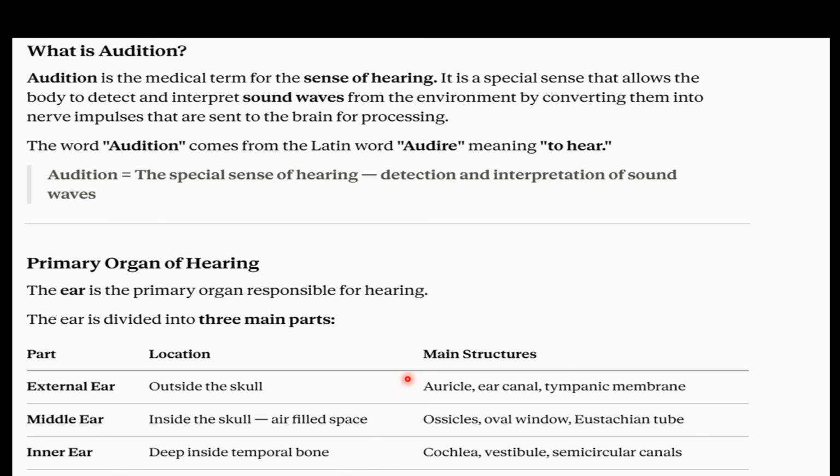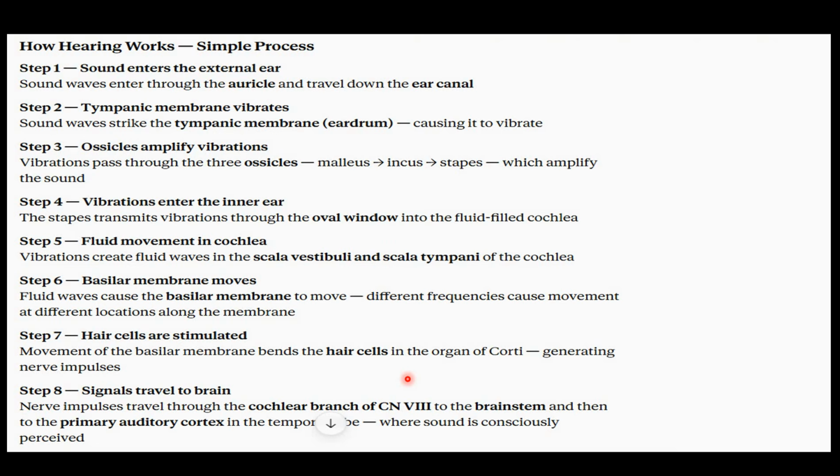The main organ is the ear, and it is divided into three parts. Now let's try to understand how the actual hearing works. It's quite a simple process. To explain it in simple terms, I have divided it into 8 steps, and one by one I'll walk you through all these 8 steps.